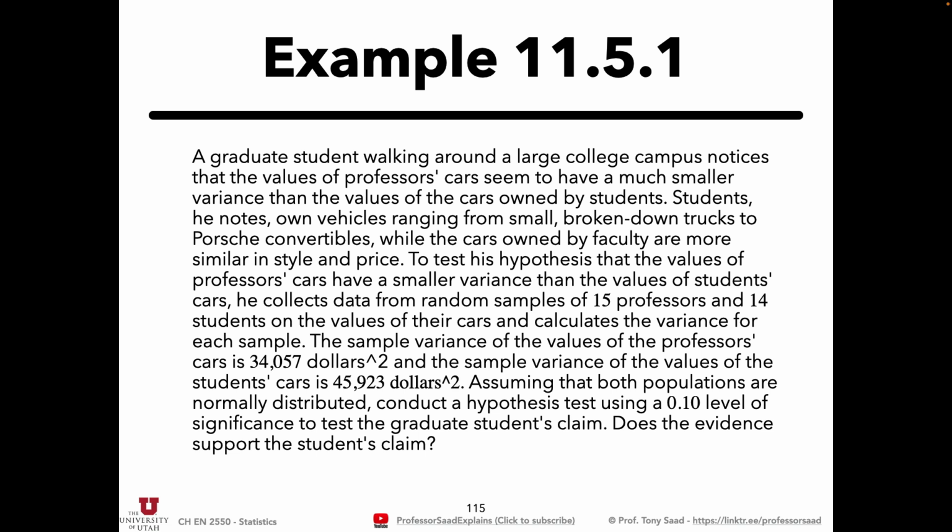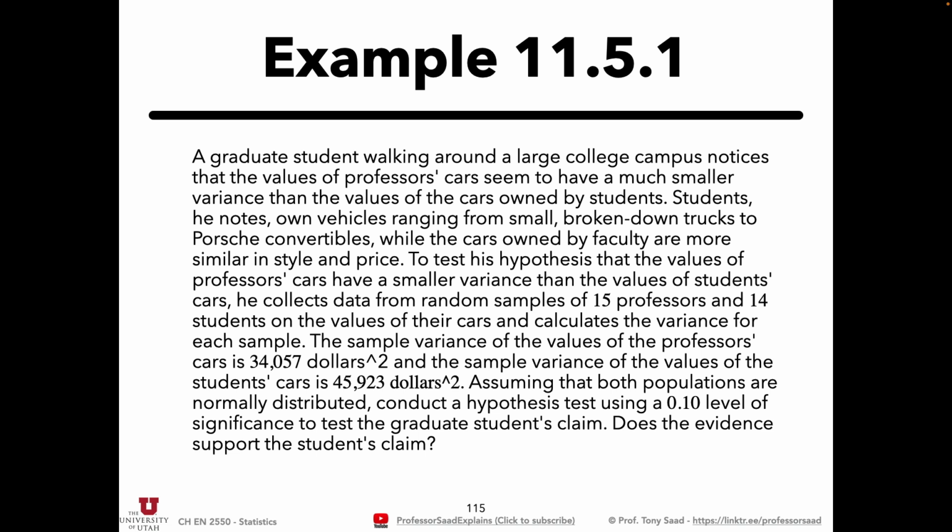Okay, so this seems to indicate that students have a larger variance, right? 45,000 compared to 34,000, there's a $10,000 spread. It does seem like maybe he's right. Assuming that both populations are normally distributed, we need that assumption because our sample size is less than 30. We have 15 and 14.